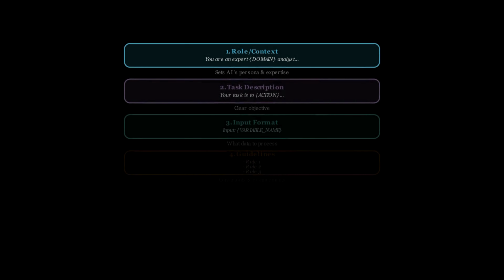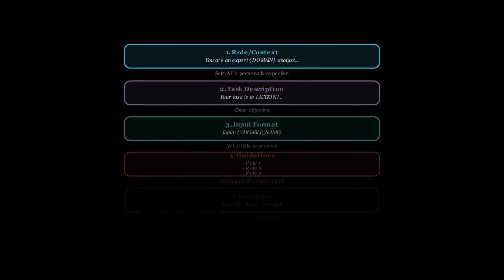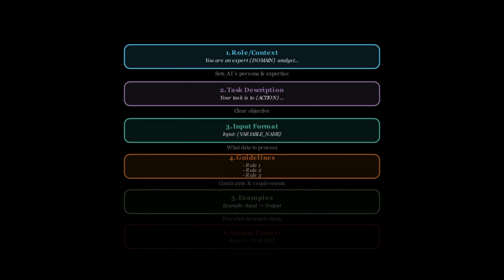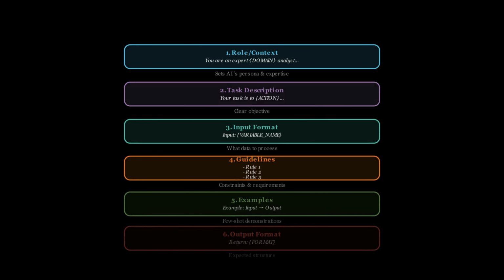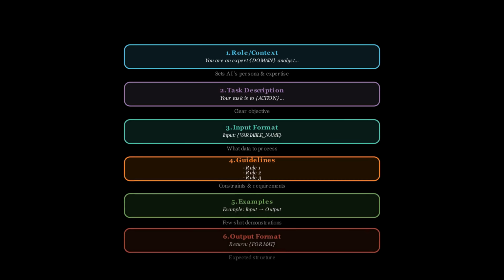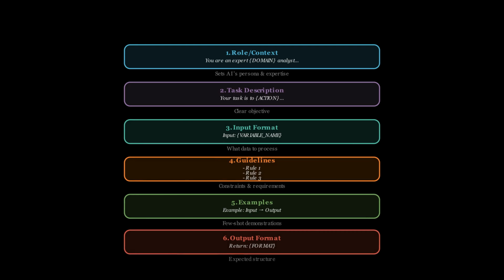What makes a template good? Let's break down the essential components. A good template has 6 components. 1. Role and context. Set the AI's persona and expertise. 2. Task description. Clear objective. 3. Input format. What data to process. 4. Guidelines. Constraints and requirements. 5. Examples. Optional few-shot demonstrations. 6. Output format. The expected structure.